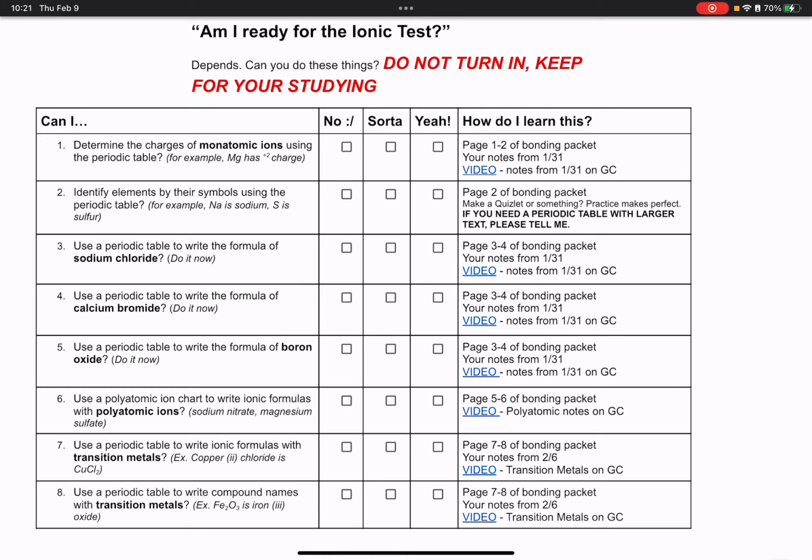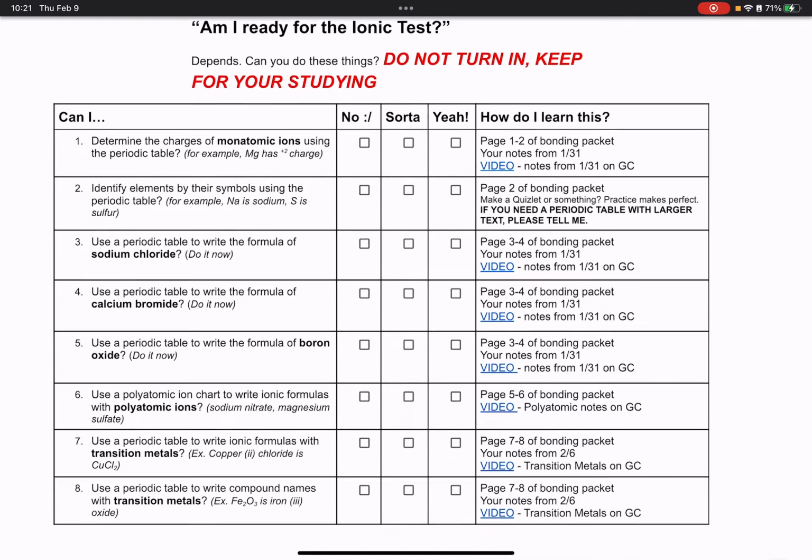And yeah, I don't want to have to do a million retests on ionic like we did with covalent. Okay, let's do better this time.